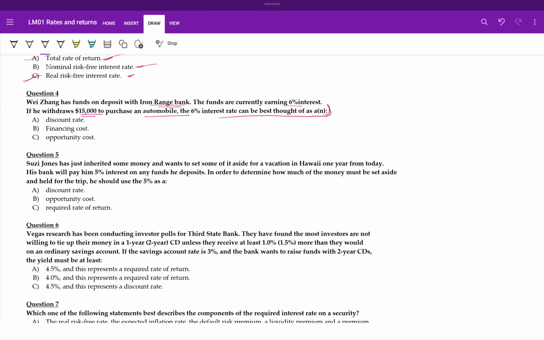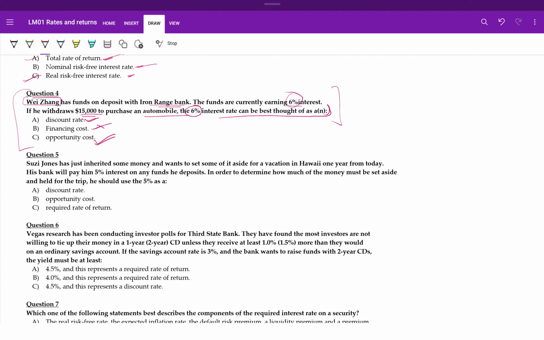Here, if you look at the situation, the analyst is foregoing interest by withdrawing the funds. This 6% interest rate: if you say this is a discount rate, yes, it could be. A financing cost? We are not talking about financing cost anywhere; we have not discussed it. Discount rate could be right. But if you look at the scenario, this is representing opportunity cost.